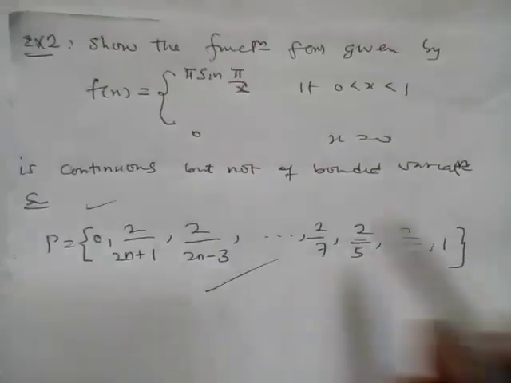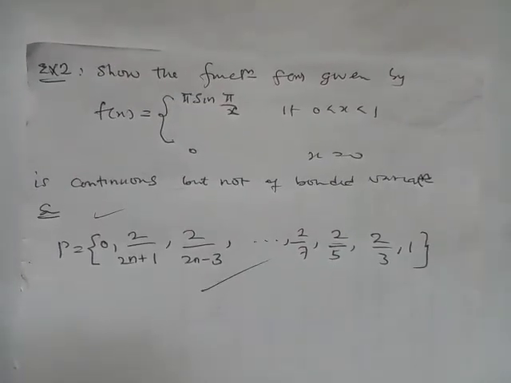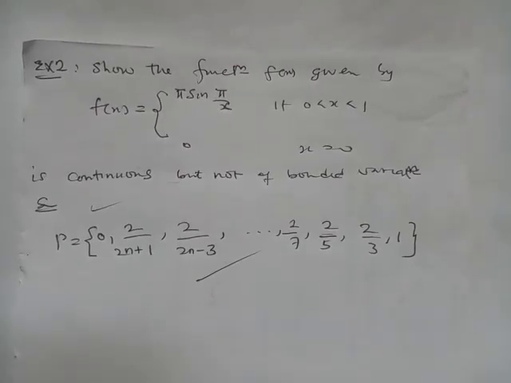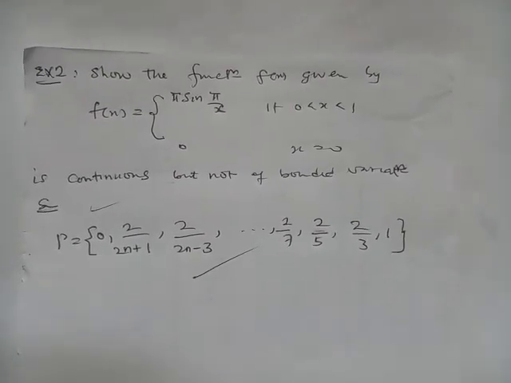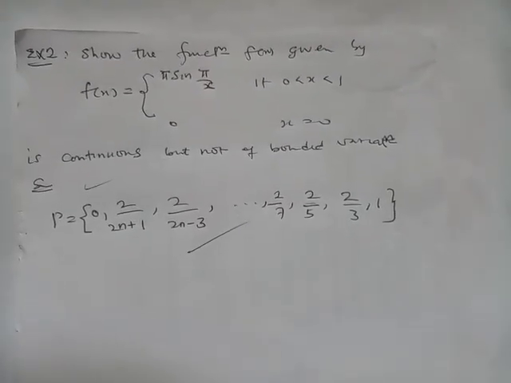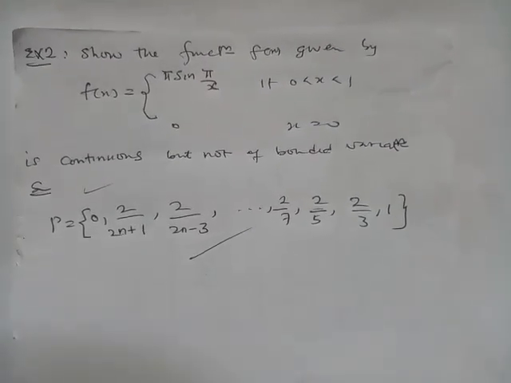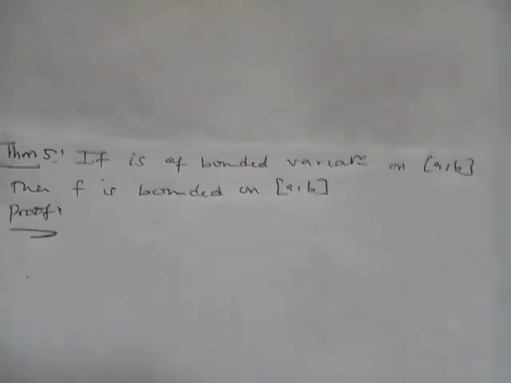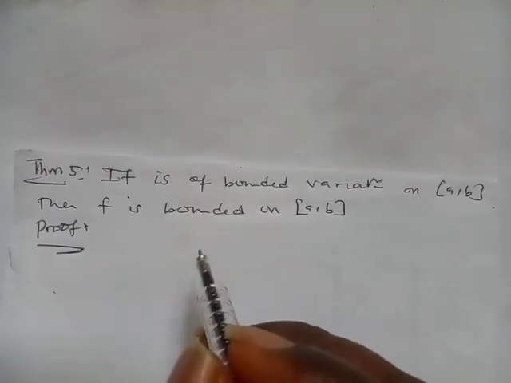So use this partition to obtain the total variation. So you see that the answer is not valid. It's not finite. So it will not be of bounded variation. That will be left as an exercise. So we still consider this theorem.